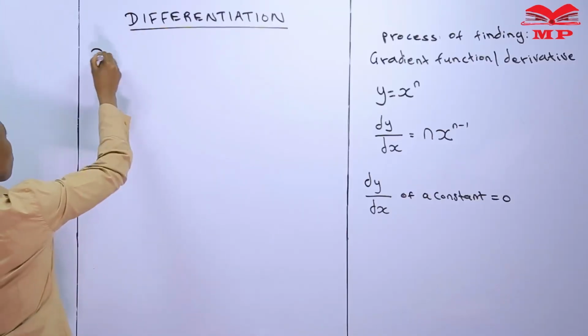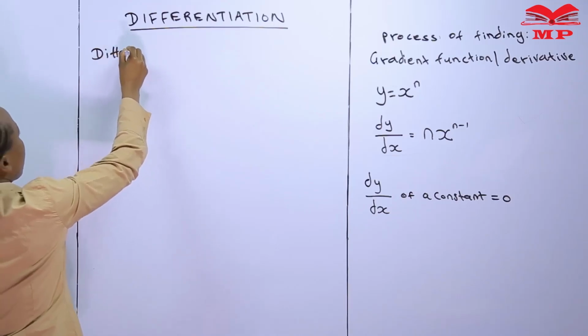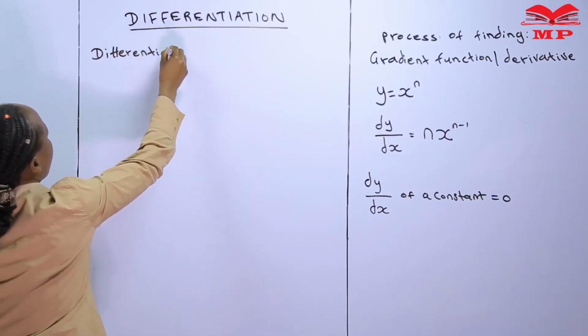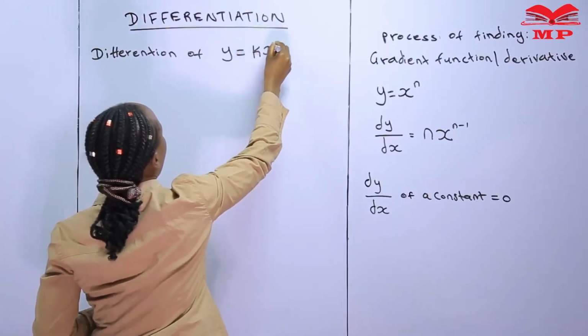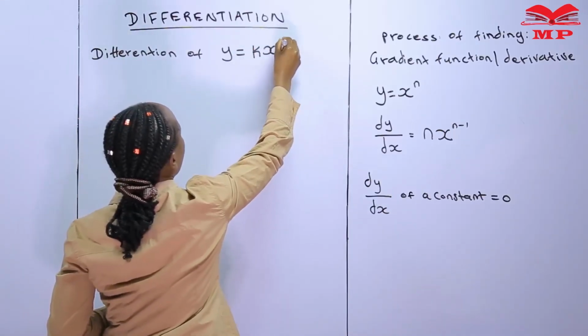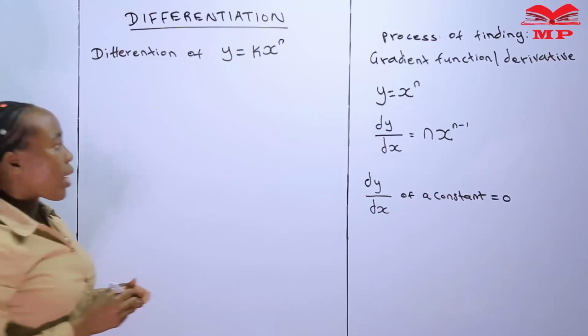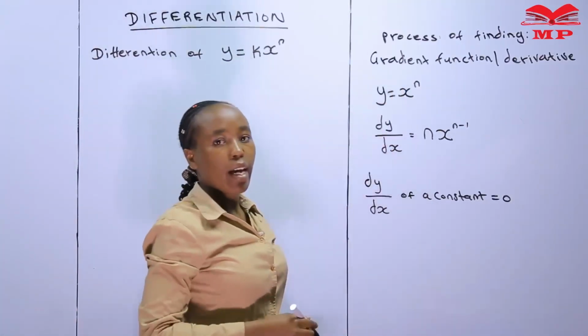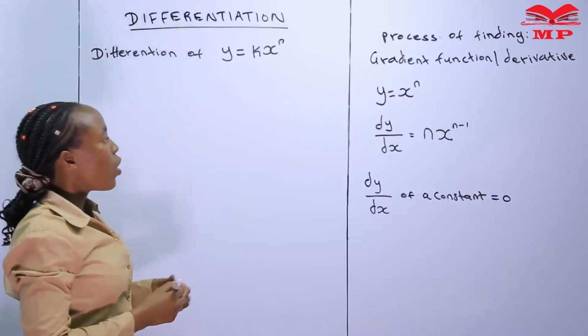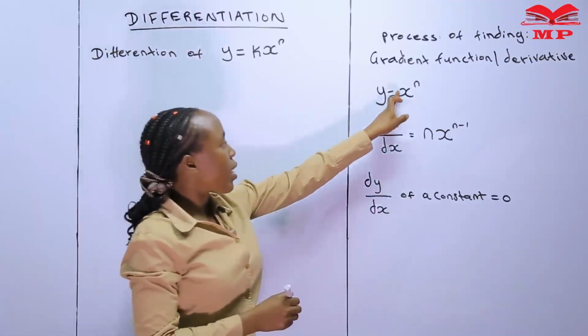So I would like us to look at the differentiation of y is equal to kx raised to power n. In our case here, you can see the coefficient of x is 1, and in the equations that we had, the coefficient was 1.